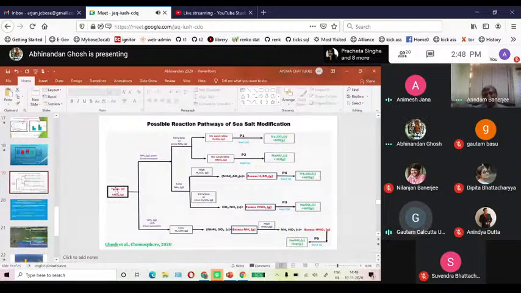The Sundarban data is for sea salt. Yeah. Sea salt chloride depletion. Okay. Sodium chloride.